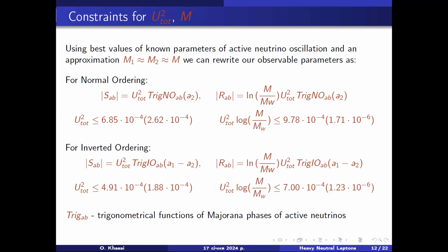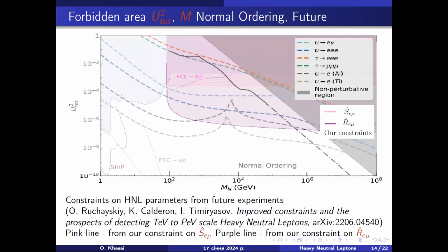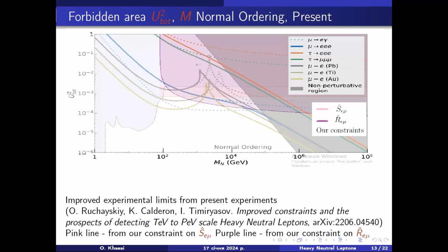Using our parameterization and substituting all known quantities from the Particle Data Group, we obtained the following expressions for our observables. Having found the minimum of the trigonometric functions, we were able to find the upper bounds on the given quantities, and hence the forbidden regions for the neutrino masses and the quantity U total squared. Here on the presented graphs, we can see a comparison between the results of our work, which are the pink and purple lines, with the results of the work of Oleg Ruchayskiy, which is mentioned here. As we can see, our relatively simple model reproduces well the past results of the present and future experiments, even for much more complex models.